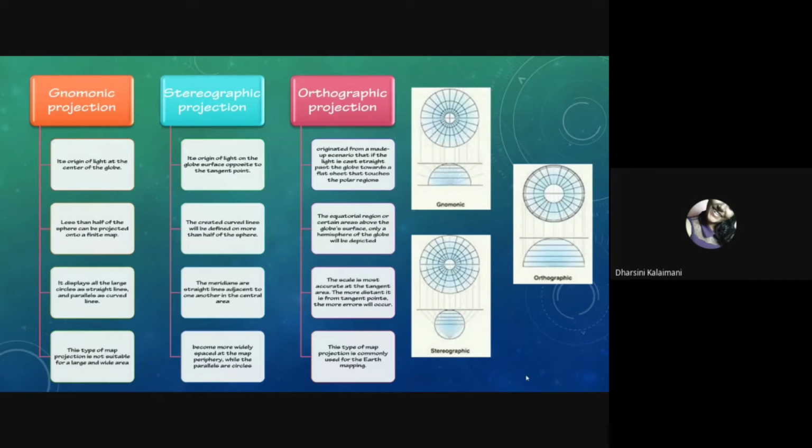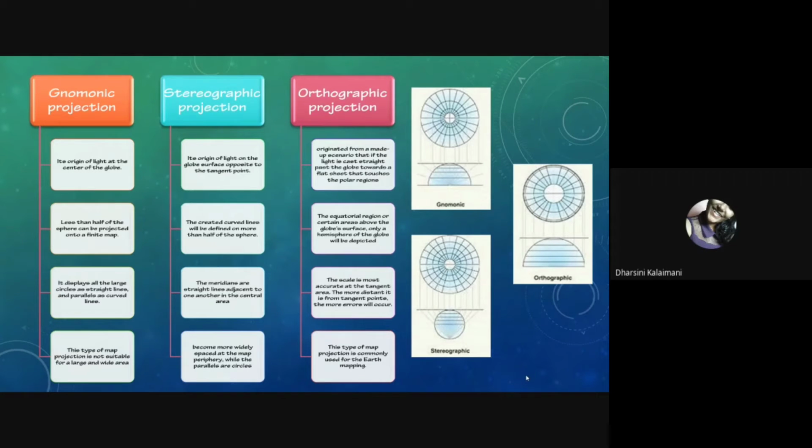The gnomonic projection has its origin of light at the center of the globe. Less than half of the sphere can be projected onto a finite map. It displays all the great circles as straight lines and parallels as curved lines. This type of map projection is not suitable for a large and wide area.